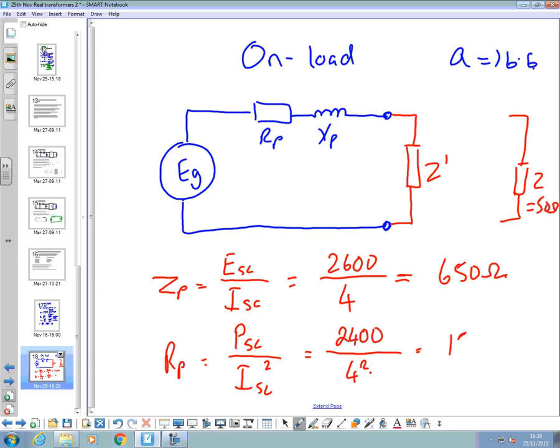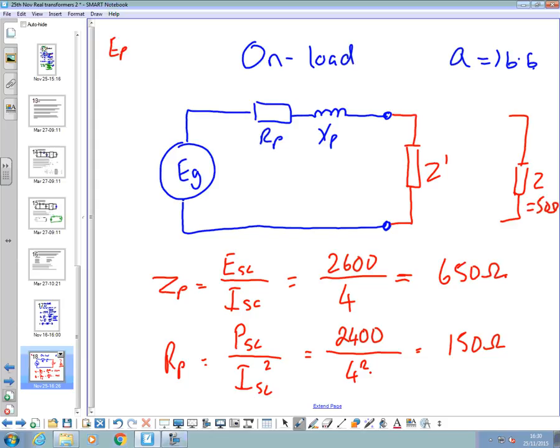I made that 150 ohms. You lost where, Luke? Oh, right, okay, it's a typo on this handout for it to be ESC.